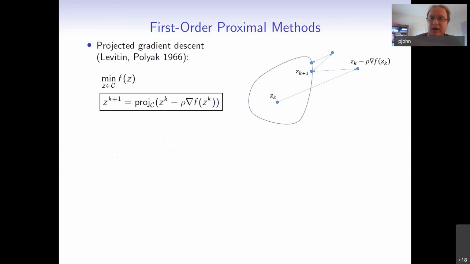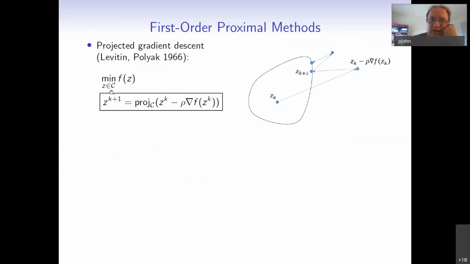I wanted to explain a bit how it fits in with the other more famous cousins within this field of proximal methods. So let's do a bit of background on first order proximal type methods. Let's start off with a simpler optimization problem. Here we're minimizing just a single function, which is convex, and now we have a constraint set C.